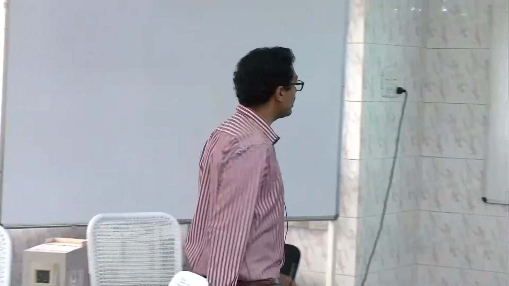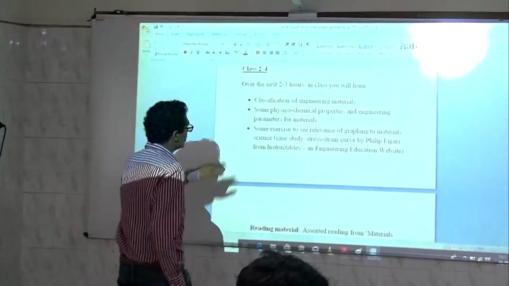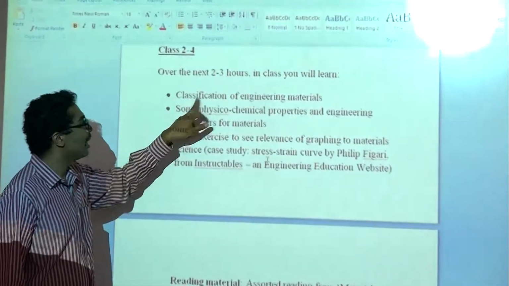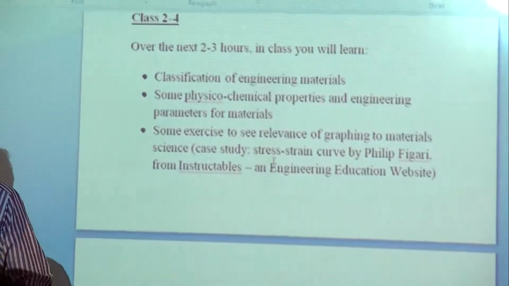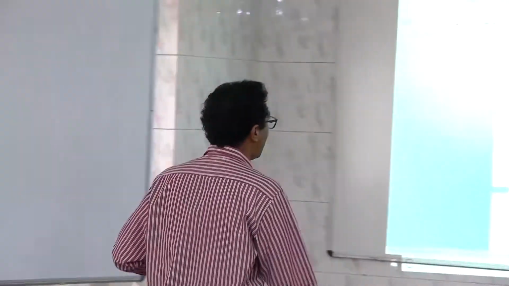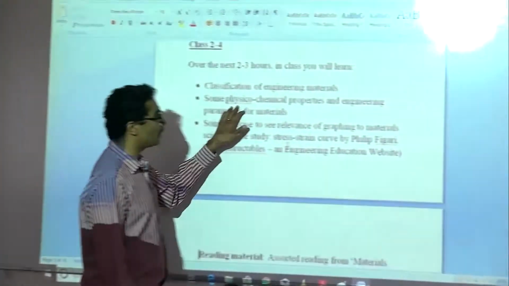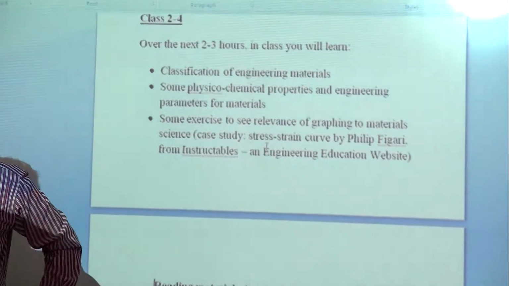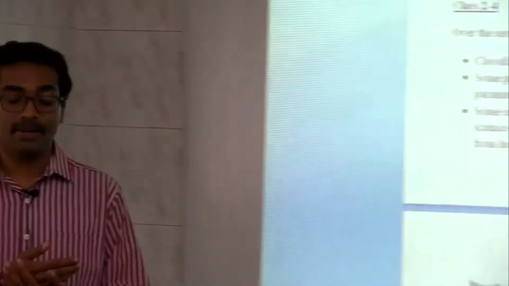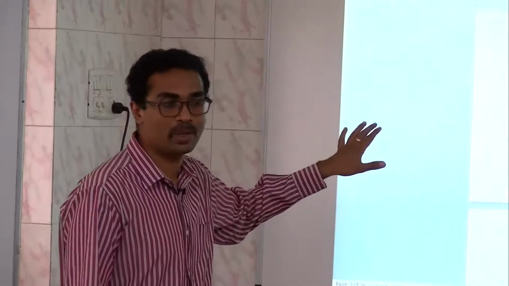So today's class will be on classifications, the current classifications of engineering materials. We have already looked at categories of engineering materials, but we have not studied them in great detail, isn't it? We do not know precisely what those classifications point to. And then we will look at physico-chemical properties and engineering parameters for materials. Very important, because whenever you choose material, these are the first and most fundamental things you have to look at. What are their properties and what are the parameters?